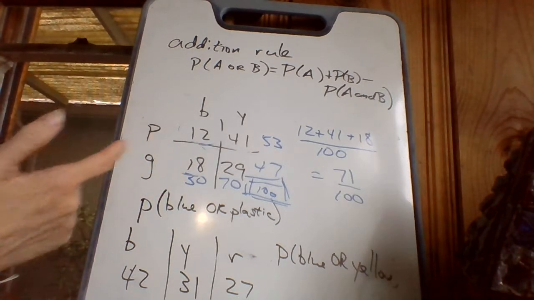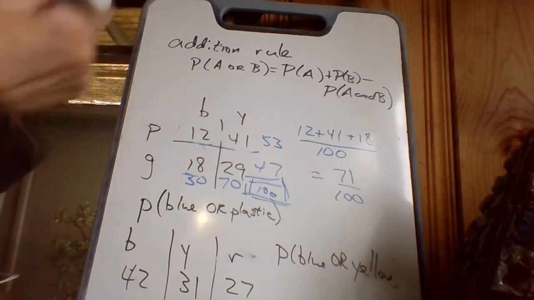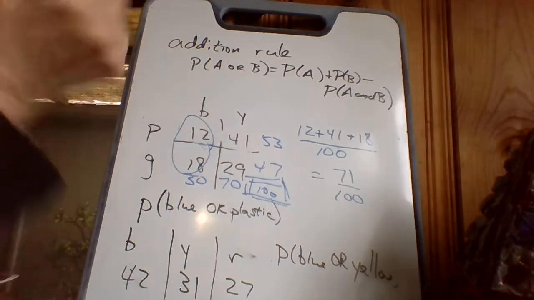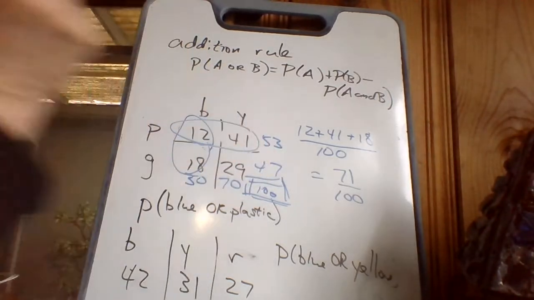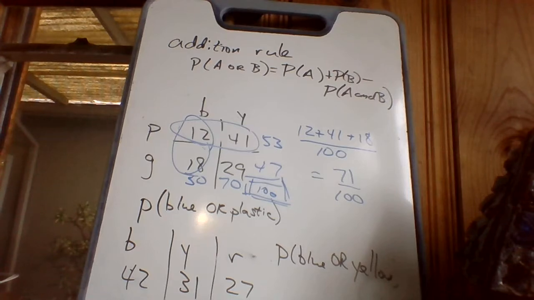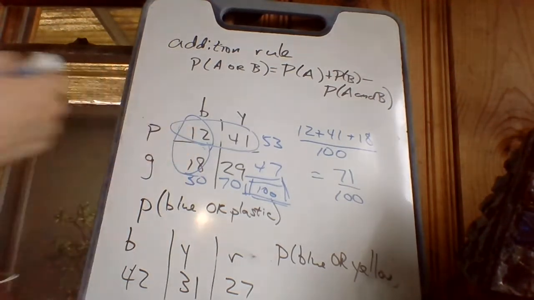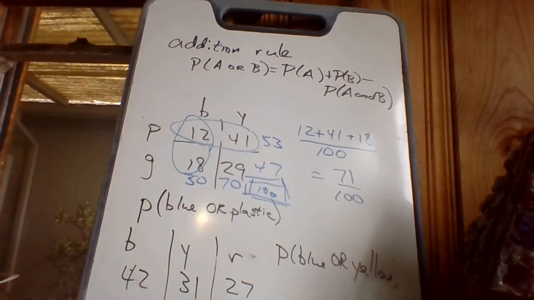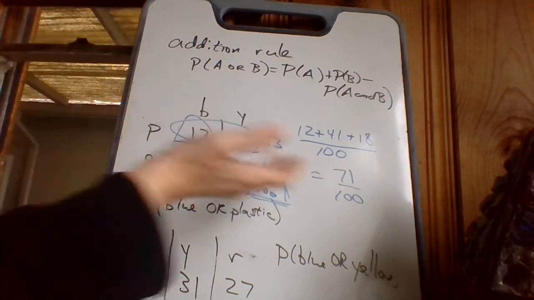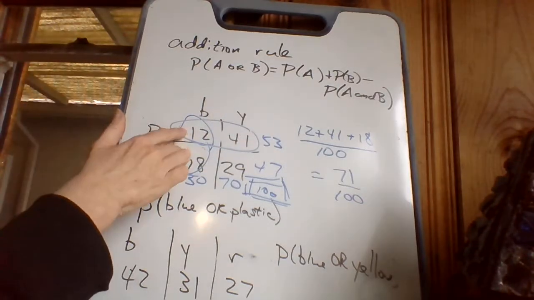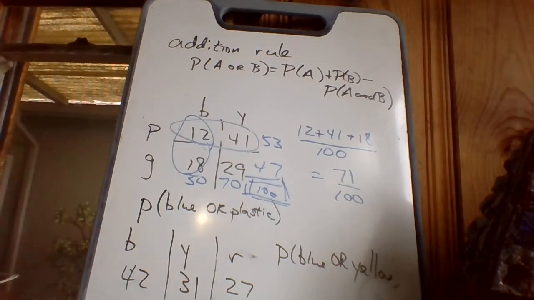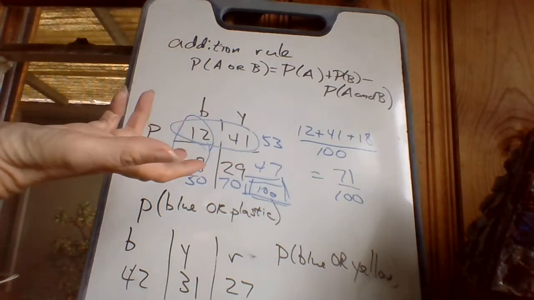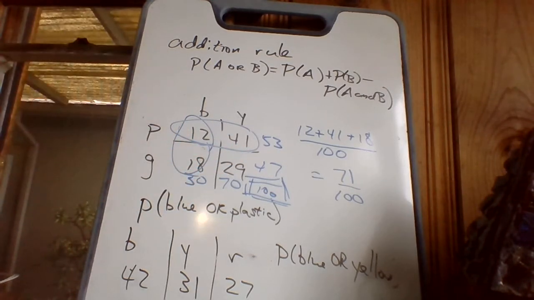But what the formula is actually trying to say is, oh, let's do all the blues. Oh, let's do all the plastic. And then, oh, we double counted. We counted that 12 twice. So if they'd gone 30 plus 53 minus 12, then you'd end up in exactly the same place. You'd be at 71. They just double count. This rule double counts. I just ignore the rule. Don't memorize it. Not worth anything. I'm just going to common sense my way through all of these chart problems. The easiest way to do them is just common sense your way through them.